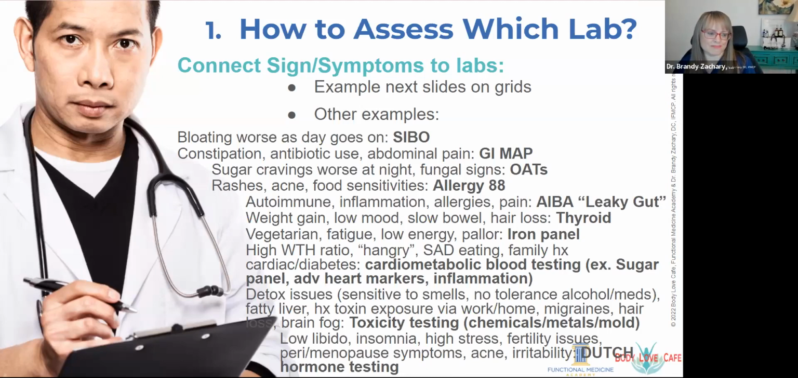Someone 39, 40 years old who got denied for a life insurance exam because of how downhill their health had gone. Low libido, insomnia, high stress, fertility issues. Maybe they're in perimenopause or getting into menopause. Acne, irritability. Maybe you're thinking Dutch hormone testing. So that's the big thing with step 1. What do they say? What do you see? What have you asked? And how do you tie that into labs? And then how do you prioritize them?